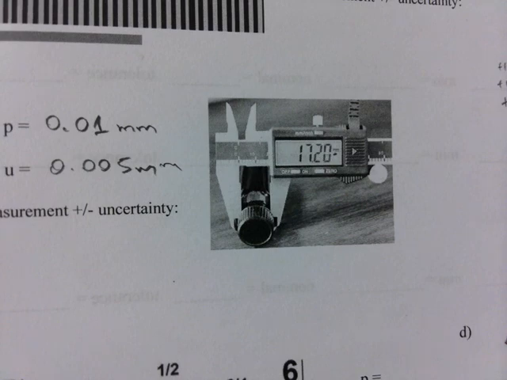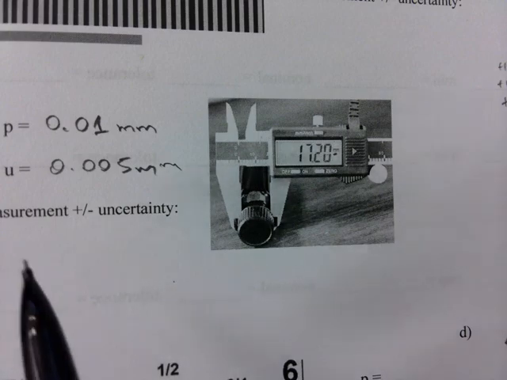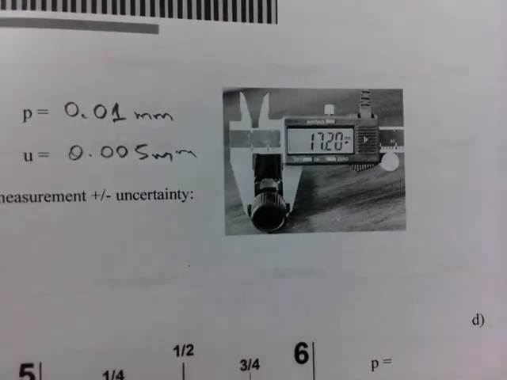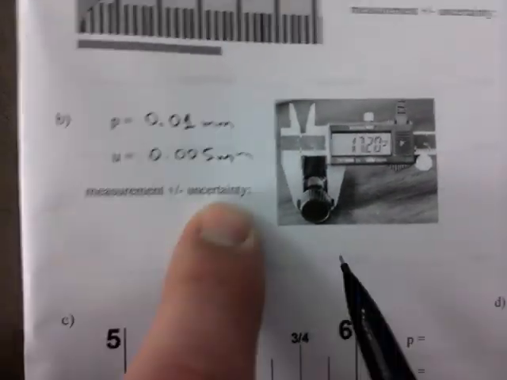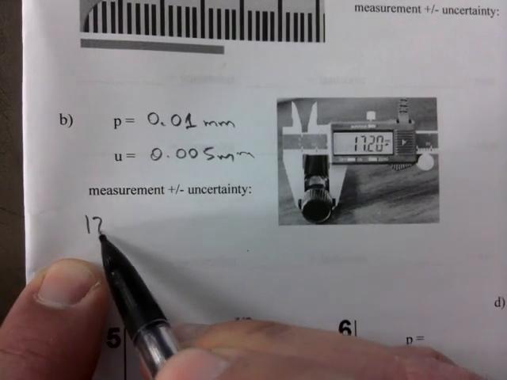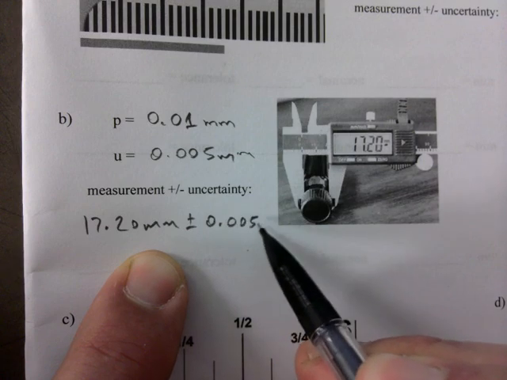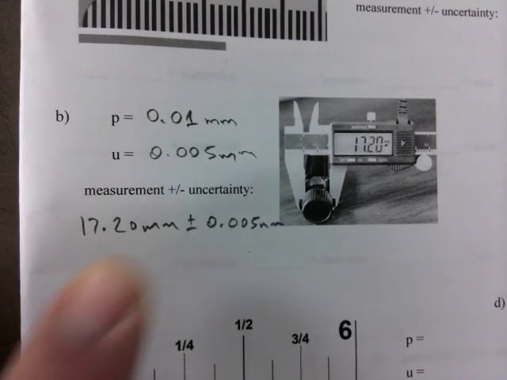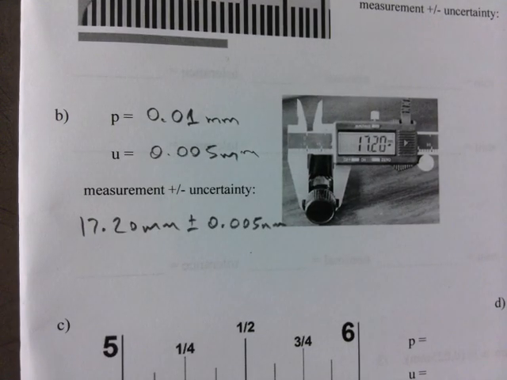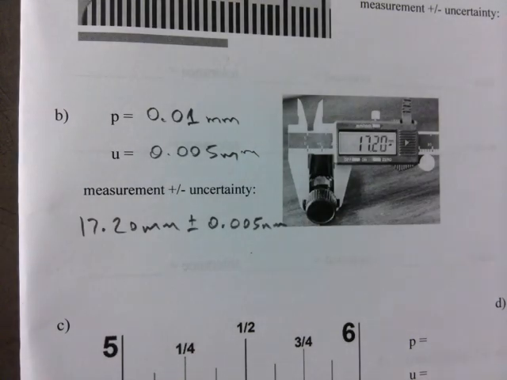So if I give you the measurement with its uncertainty, if I ask you anything like this, you just take that measurement, plus or minus the uncertainty. You got it?